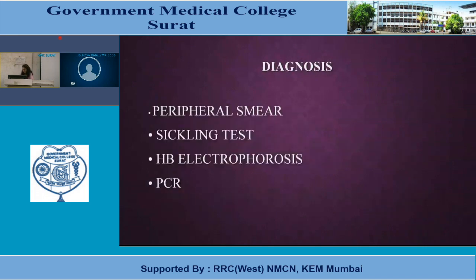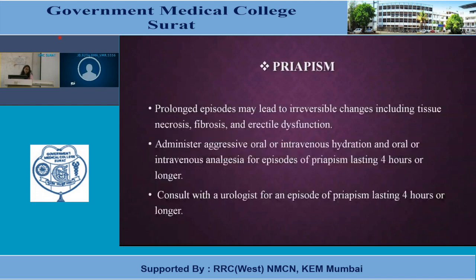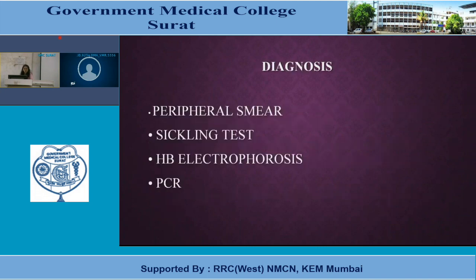Okay, so it's basically symptoms and complications. In symptoms: fever, pain crisis. In complications: stroke, pulmonary hypertension, organ damage, gallstones, and priapism. And now we move to the diagnosis. How to diagnose a sickle cell anemia patient? First, CBC and peripheral smear. Second, sickling test. Third, HB electrophoresis, and fourth, PCR.